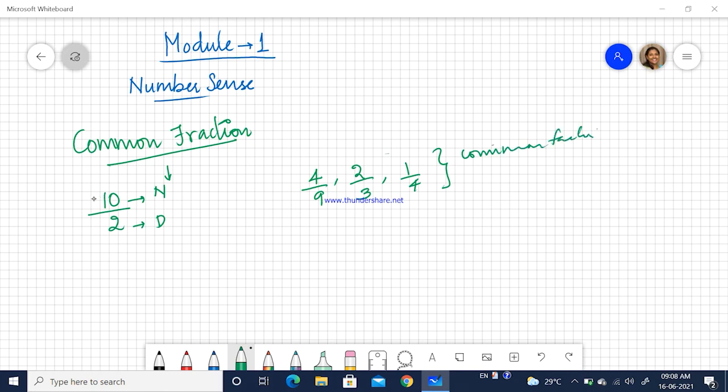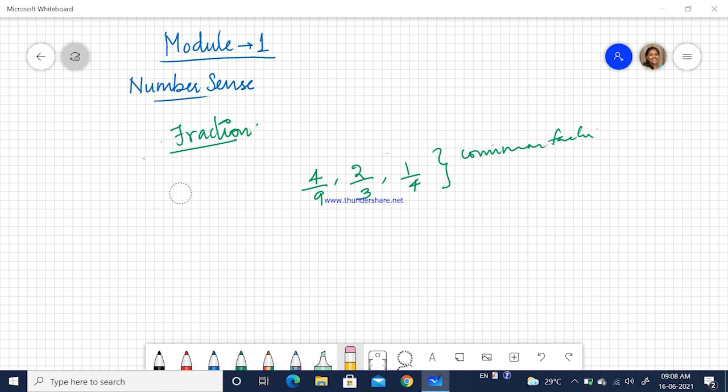So common fraction means if you can represent it in the form of numerator and denominator, that is called a common fraction. And fractions are of 3 types: proper fraction, improper fraction and mixed fraction.